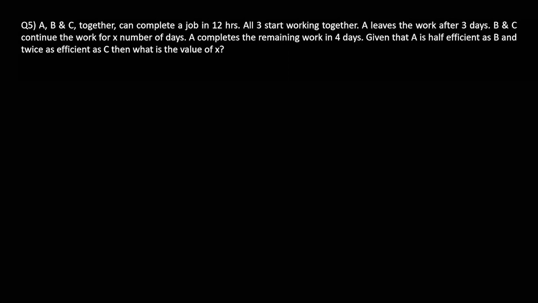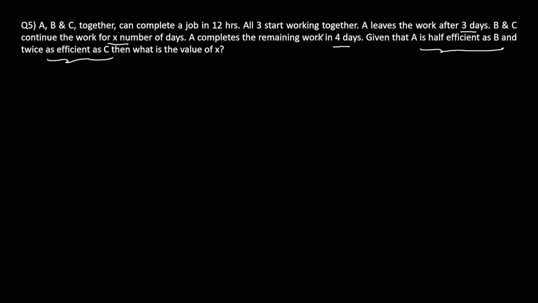Right, so let's have a look at this question. It says A, B, and C together can complete the job in 12 hours. All three start working together. A leaves the work after 3 days. B and C continue to work for X number of days. A completes the remaining work in 4 days. Given that A is half as efficient as B and twice as efficient as C, what is the value of X?